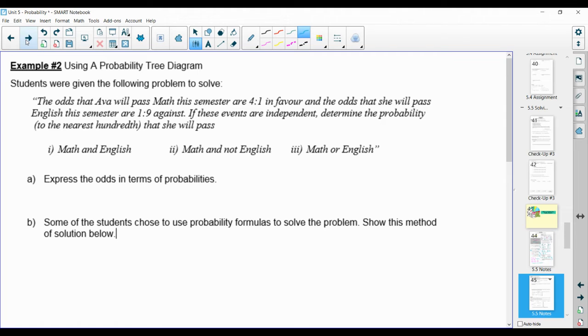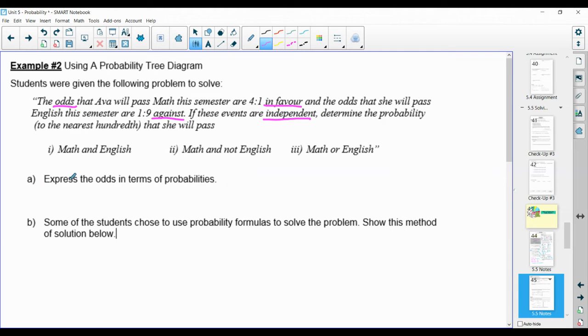So here's the question. It says students were given the following problem to solve. The odds, notice it says odds, the odds that Ava will pass her math this semester is 4 to 1 in favor. So 4 to 1 in favor. And the odds that she will pass English this semester are 1 to 9 against. Now, we're told that these events are independent. So in other words, passing math has no impact on her passing English. So if these events are independent, determine the probability to the nearest hundredth that she will pass math and English, math and not English, and math or English.